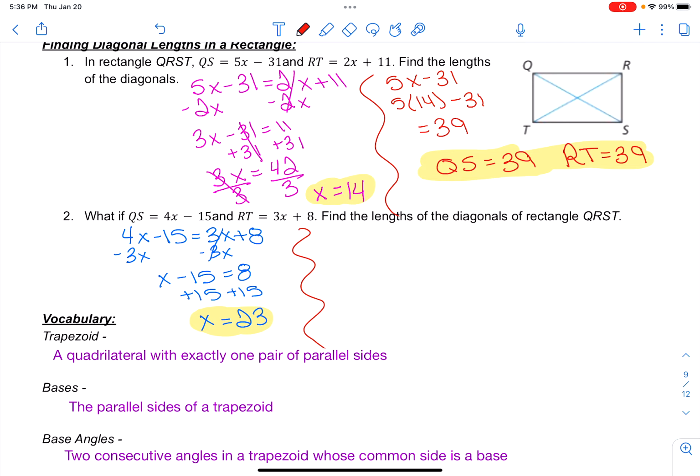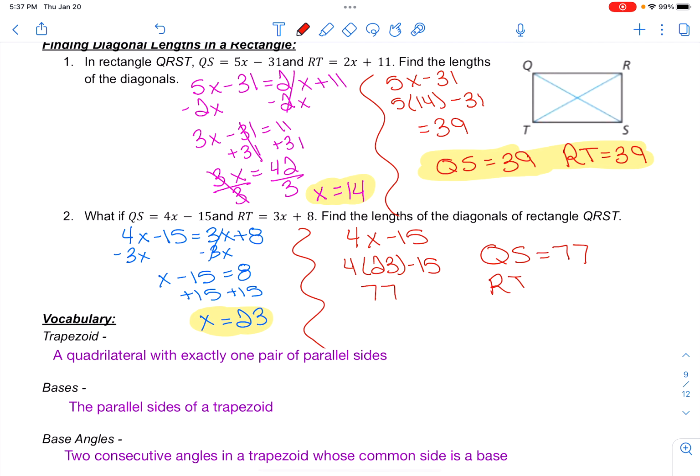Again, the diagonals have to be the same measurement, so it does not matter which equation we pick. I'm just going to pick the first one. So 4x minus 15, we plug that 23 in for x. So then we do 4 times 23 and subtract 15, and that gives us 77. So our diagonals have a length of 77. The diagonals are not in degrees, so you just write them out as the number they are.